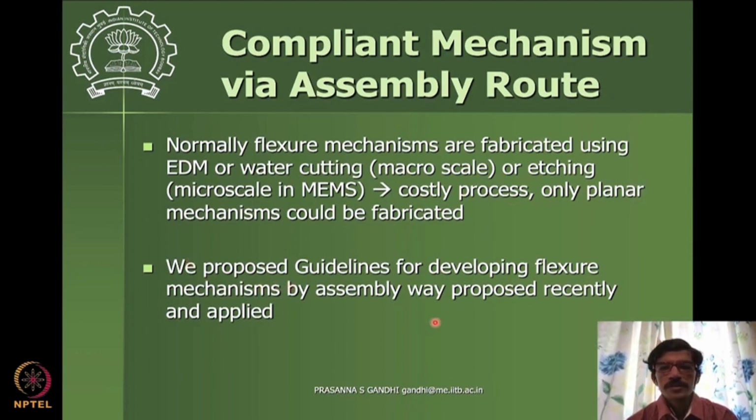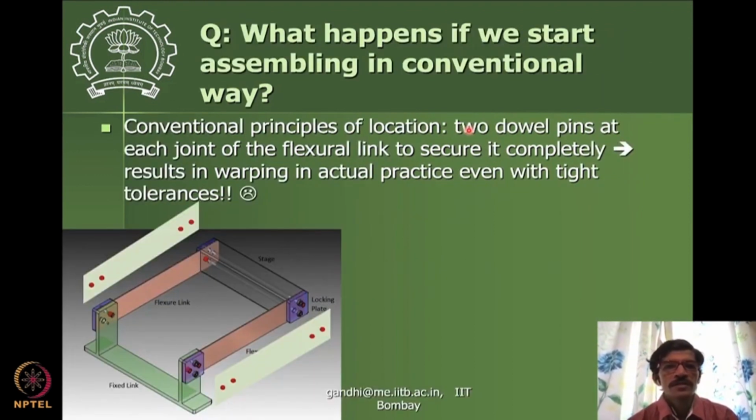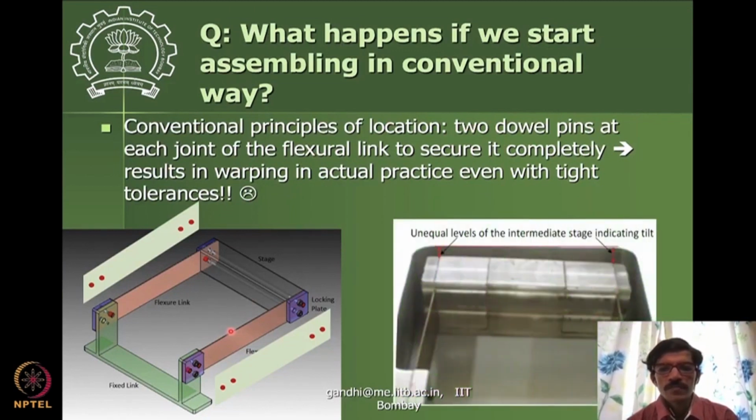So this assembly route is not very straightforward. If we start with the fundamentals known in mechanical engineering, that when you assemble two pieces together, you need two pins to locate them with respect to each other, and we start doing that, you will find that with these conventional principles, this mechanism will get warped. Actually, this is a picture of the warped mechanism where all the pins are put in all the places, and this warping happens.